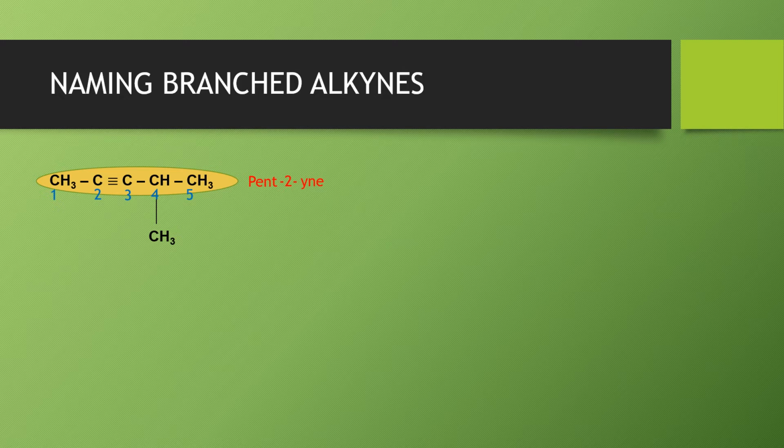Now attached to the pentyne you have a branch which is 1 carbon. A 1 carbon branch contains the prefix meth, so it will be methyl. So all we have to do is put them together. This methyl is on carbon number 4, so it will be 4-methylpent-2-yne.